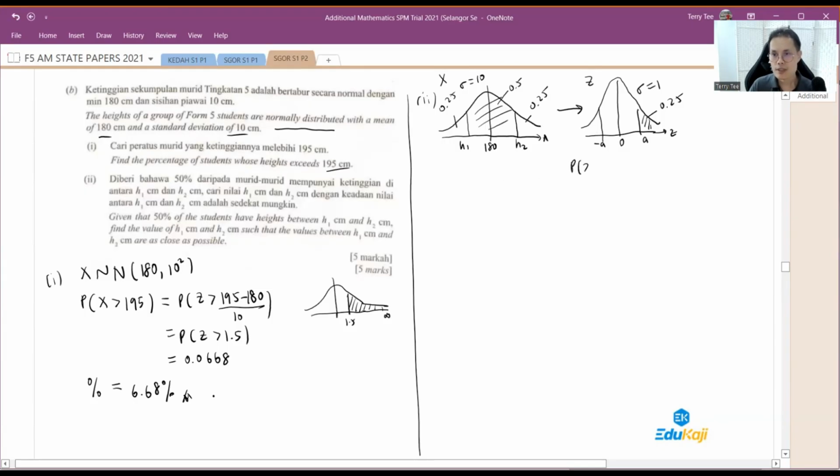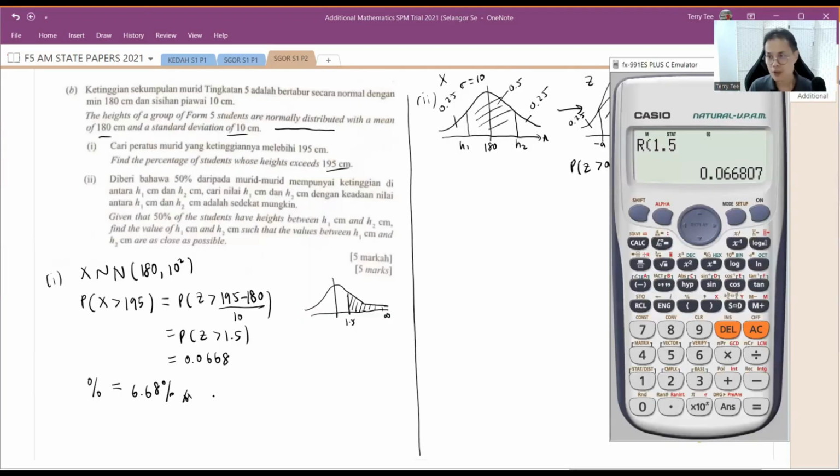Now we know Z more than A, this area is 0.25. Remember, this whole thing is 0.5, and when they are symmetrical, it should be 0.25 and 0.25. Okay, how do you find this? If you have the gray calculator, the calculator can't work backwards. You can't find Z from probability. You will have to use a mathematical table.